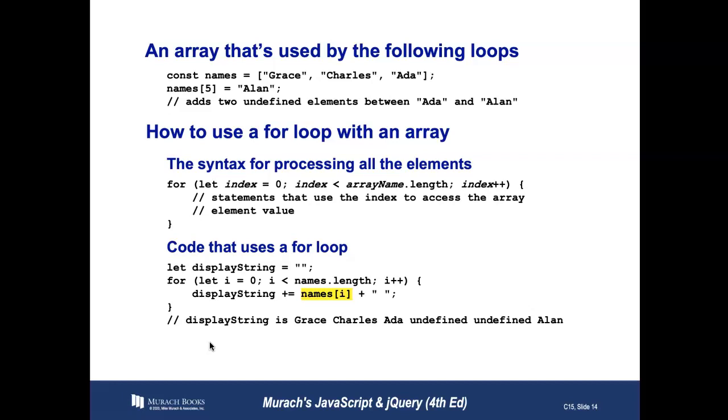We could write if names[i] does not equal undefined, then output the variable. So you would write exclamation point equal undefined and then output it. So only names that were not equal to undefined would be output.